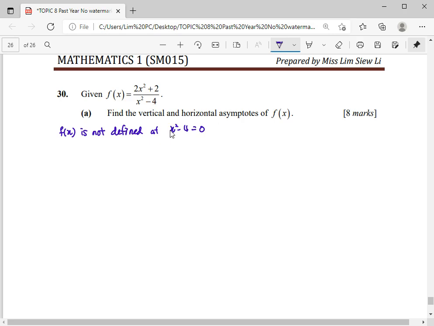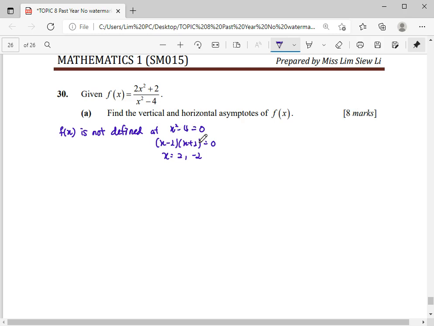So what is the vertical asymptote? We try to factorize here. It will be (x minus 2)(x plus 2). So our x values which will make our function undefined will be 2 and negative 2. So we can see there are a lot of marks here, so it is not enough.